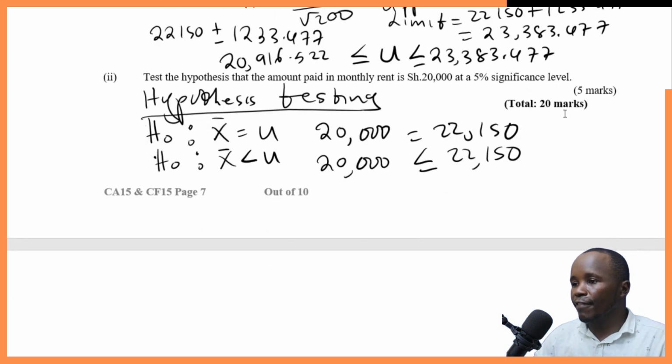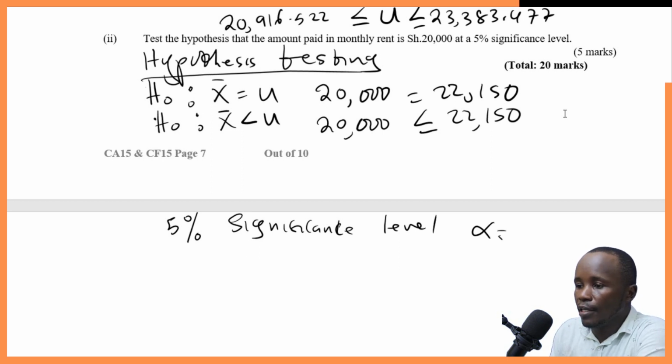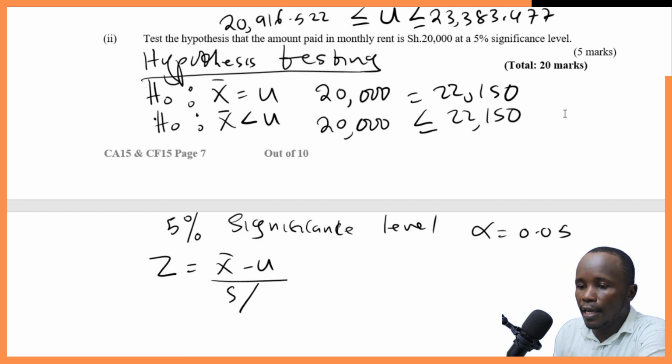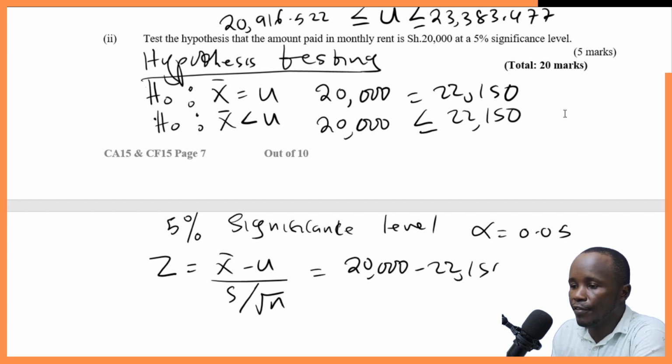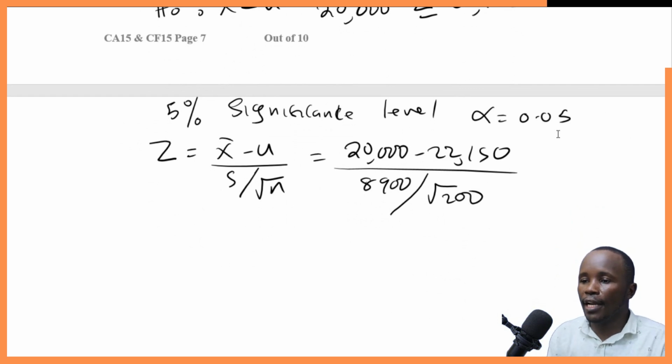We have been given a 5% significance level. Therefore, our alpha is 0.05, which is 5%. First of all, get the Z score. The Z score is X bar minus mu divided by S over the square root of n. This means you have 20,000 minus 22,150 divided by 8,900 over the square root of 200. When you calculate this, your Z is negative 3.416.